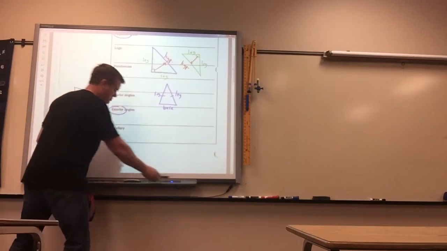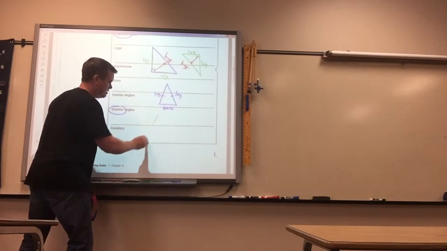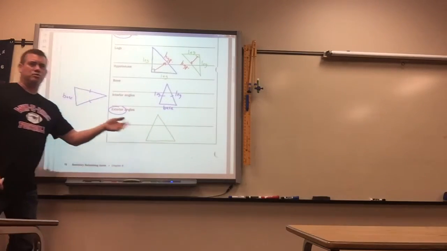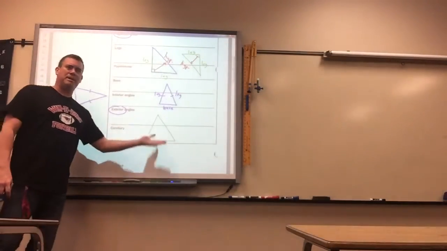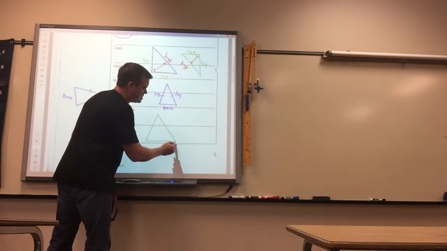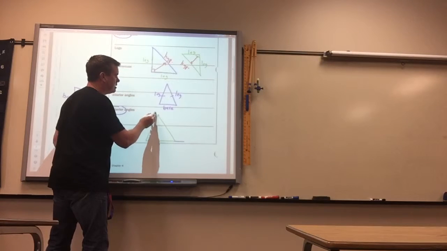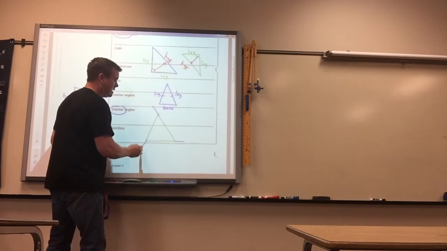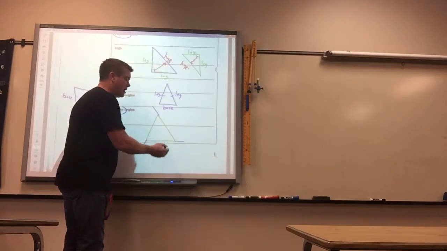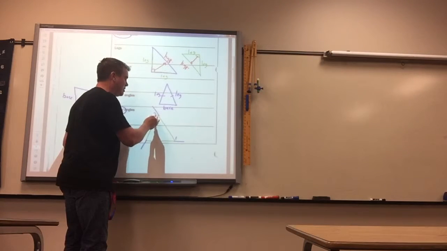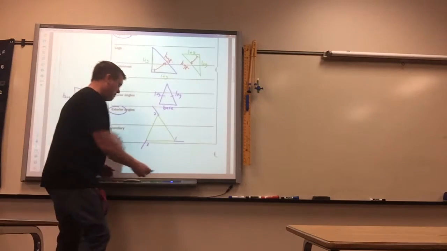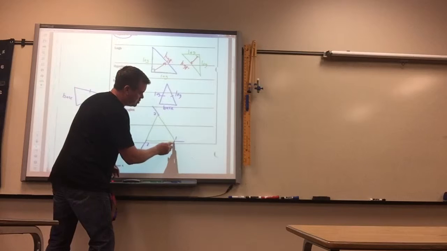Exterior angles. This is not just on triangles. We'll be doing this on quadrilaterals and pentagons and all that stuff too. But exterior angles is if you just extend each side one way. It really doesn't matter which way you extend it. So on a triangle, there are three exterior angles. Make sense? Yeah.